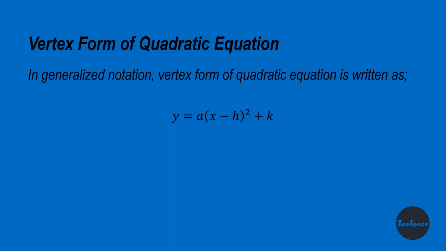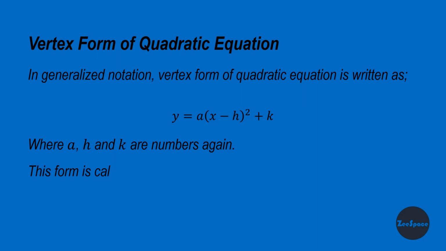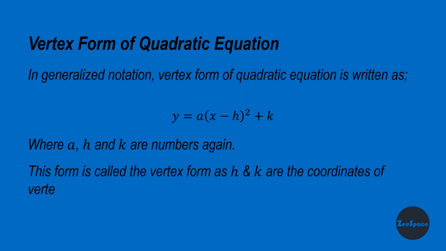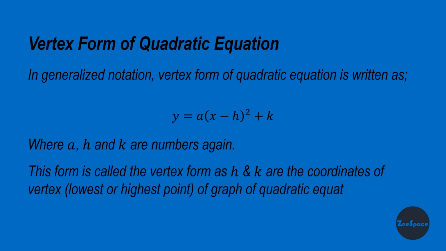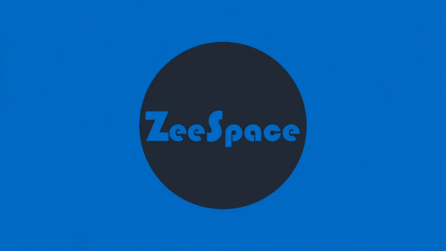Vertex form of quadratic equation. In generalized notation, vertex form of quadratic equation is written as y is equal to a into x minus h whole squared plus k, where a, h and k are numbers again. This form is called the vertex form, as h and k are the coordinates of vertex. What is vertex? Vertex is lowest or highest point of graph of quadratic equation.